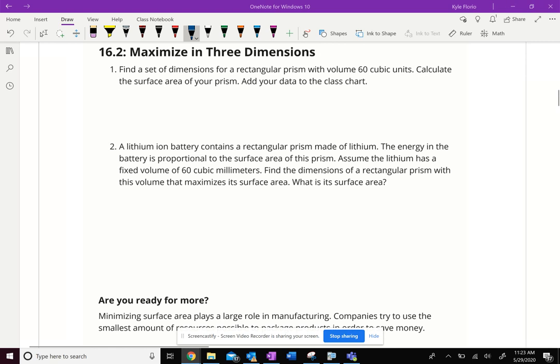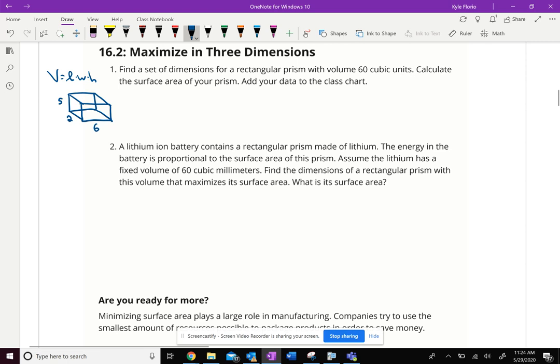So up here we are asked to do it one time, and then on the bottom we're asked to find the best possible dimensions. If I want to find a rectangular prism with a volume of 60, the volume for a rectangular prism is length times width times height, which is base times height because the length times width is the base. I need these three numbers to multiply to 60. One thing I could do is 6 times 5 times 2. 6 times 5 is 30. 30 times 2 is 60. So that'll work.